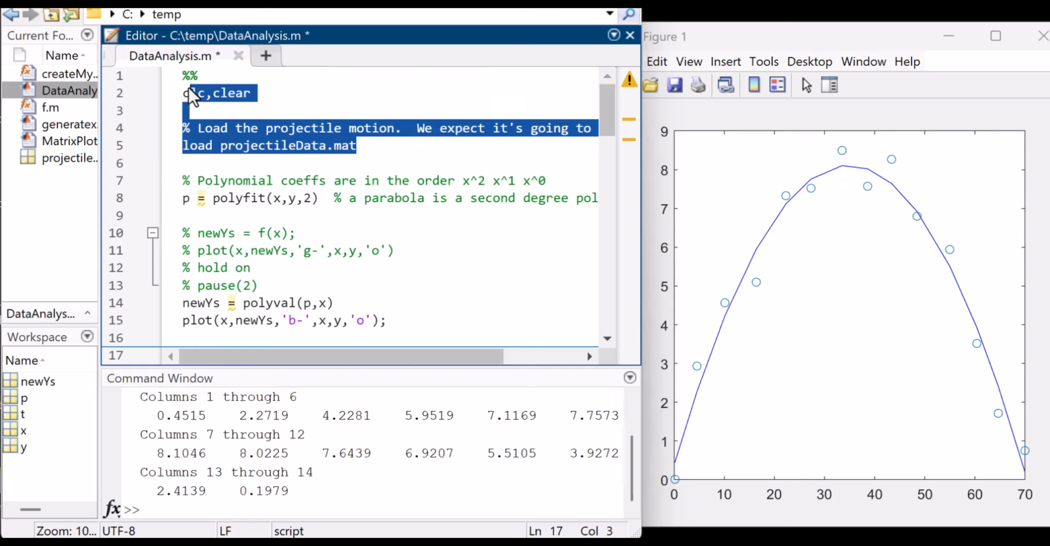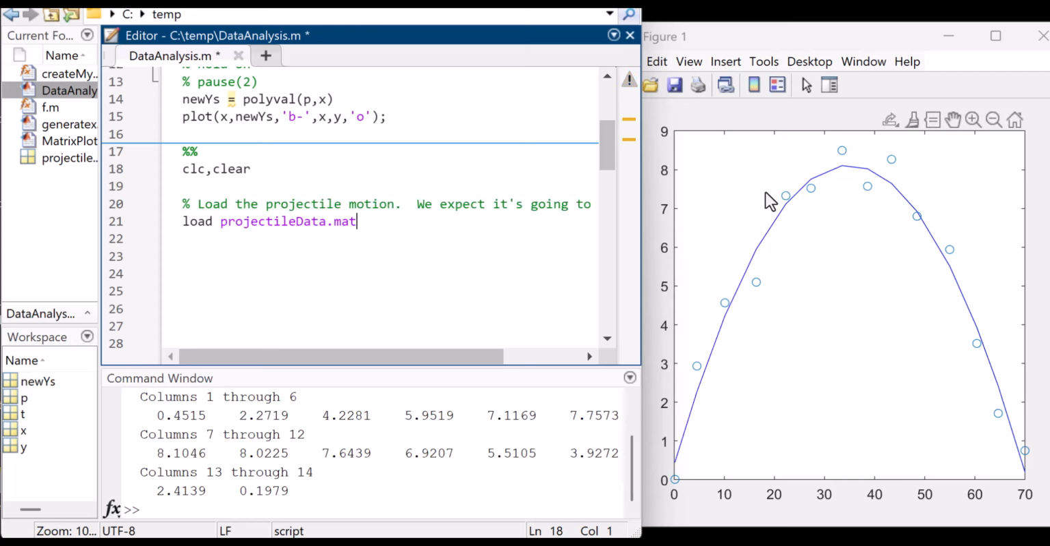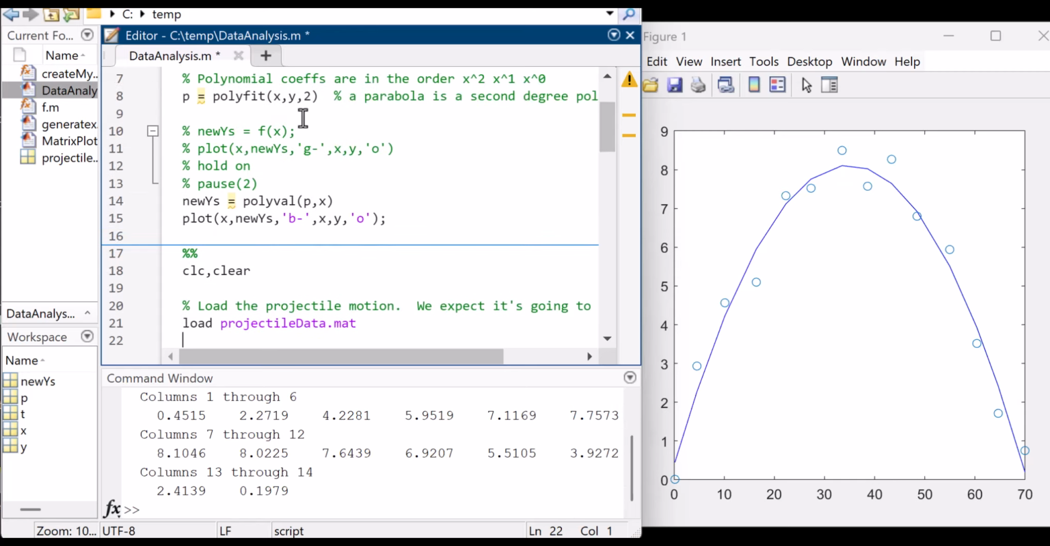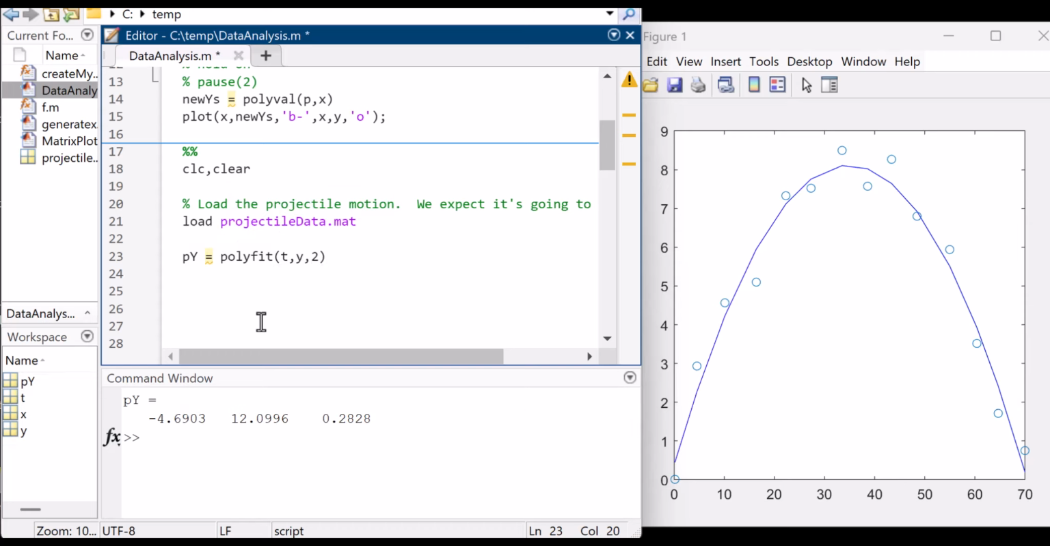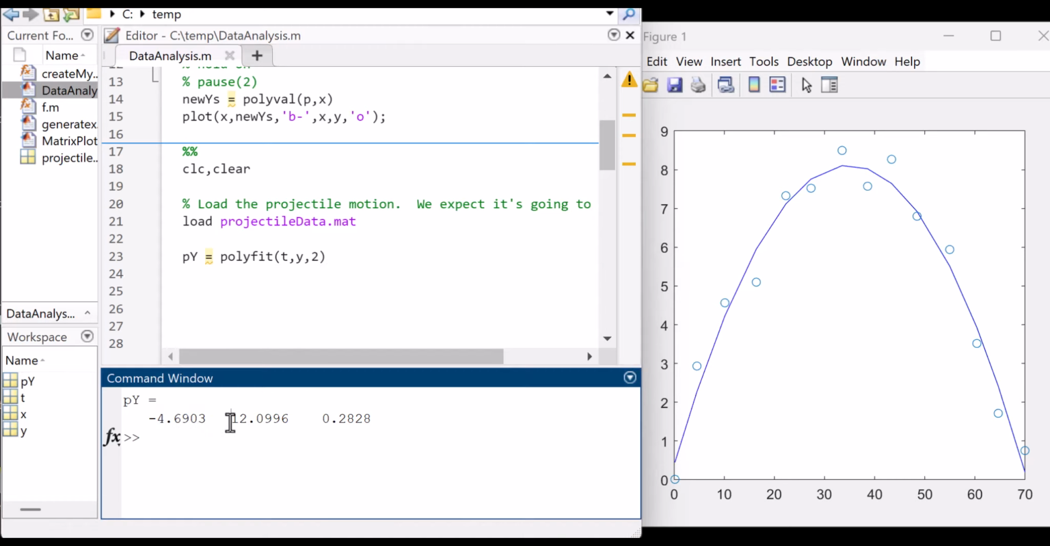I'm just going to reload the projection data, and now I'm going to do the polyfit on the y data. So polyfit y, we'll call it polyfit y. The t is the guy that's going to go left and right, and the y is going to go up, and it's going to go like that. Okay, so looking at this, it means that it's negative 4.6 t squared plus this t plus almost 0.